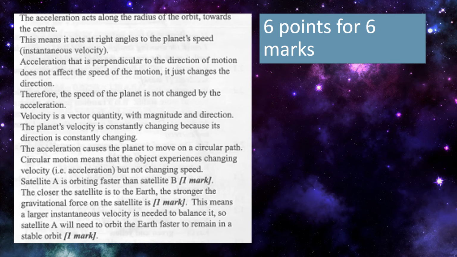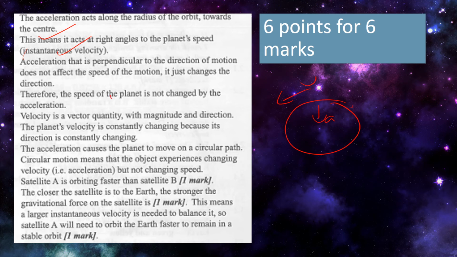Okay, so on your diagram, you should have had acceleration, velocity. This means the acceleration acts along the radius of the orbit towards the centre. This means it acts at right angles to velocity. So that's the first 2 marks. Boom, boom. So this is basically a description for 6 marks.